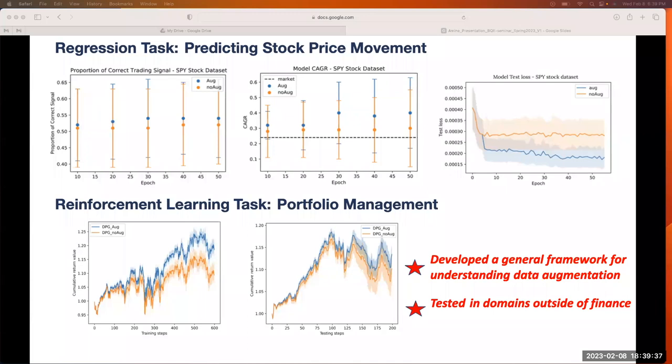For the portfolio management example using reinforcement learning, the performance gap between augmented results and the non-augmented ones increases with the training steps, as shown in the bottom left.